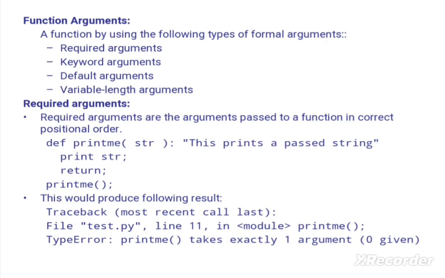Then function arguments. A function can be called by using the following types of formal arguments: required arguments, keyword arguments, default arguments, variable length arguments. So what are required arguments? Required arguments are the arguments passed to the function in correct positional order. So this is a simple example. Print me, this prints a passed string, print str, return. The print me function will be called. It will show the result: Traceback, most recent call last. So here it will be the result of this command.